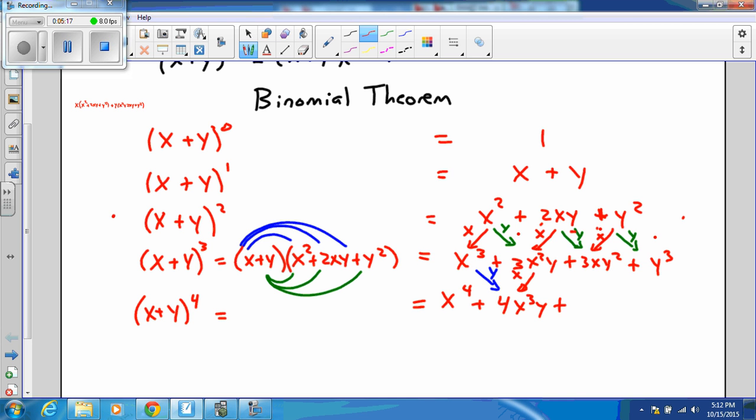And I think you can see what's going to happen. In my next term, I'm going to get x squared y squared. How many of them? 3 here and 3 here, for a total of 6. And in my next term, I'm going to get xy to the third, 3 here and 1 here, for a total of 4. And in my last term, I get a single y to the fourth.